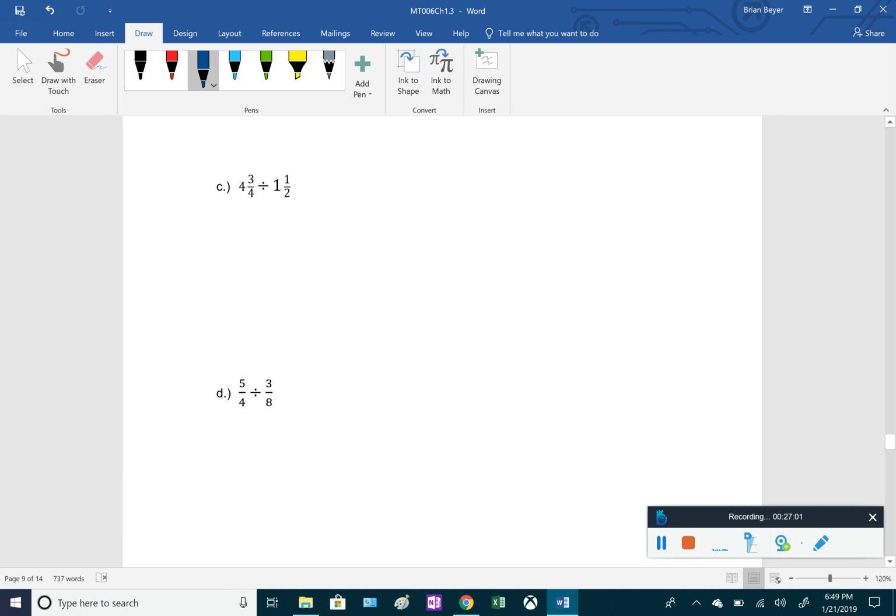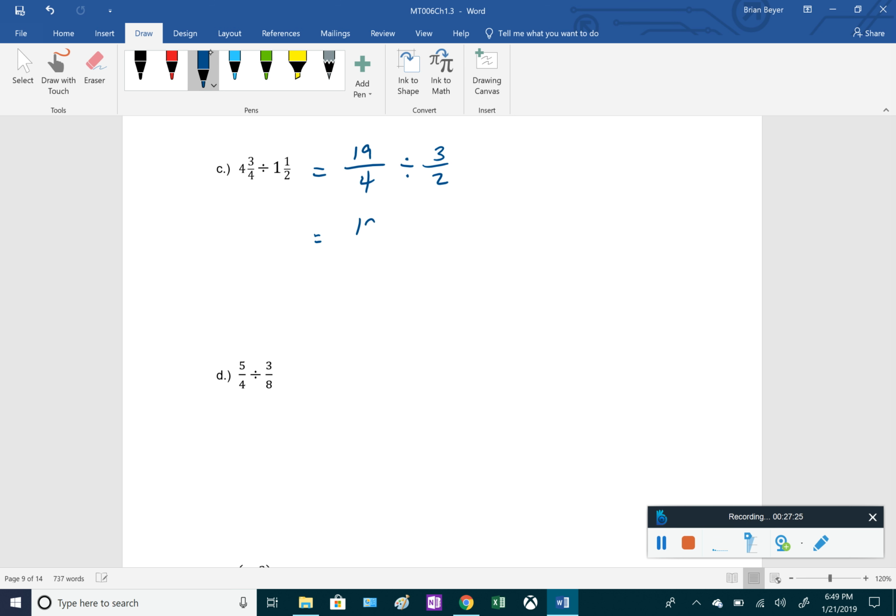Okay, let's do a couple more. So we have 4 3/4 divided by 1 1/2. So once again, let's change this to an improper fraction for both of them. So 4 3/4 becomes 19/4. So 4 times 4 is 16, plus the 3 is 19. Divided by 1 1/2 is 3/2.